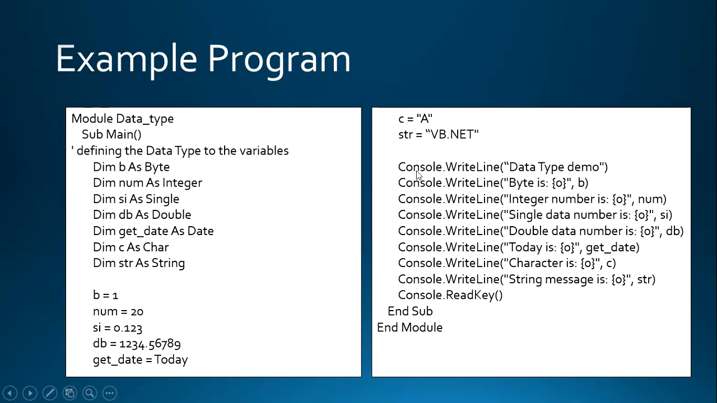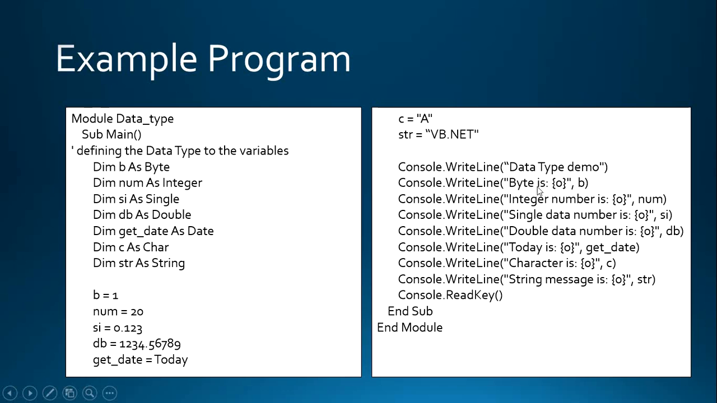After this, what we are doing is printing out the output. In the first line we are typing Data Type Demo, because this is a program for making use of the different data types. In the second line we type Byte is within parenthesis 0, so comma b. This implies that it will take the first argument after the comma. So the value of b is what? The value of b is currently 1.